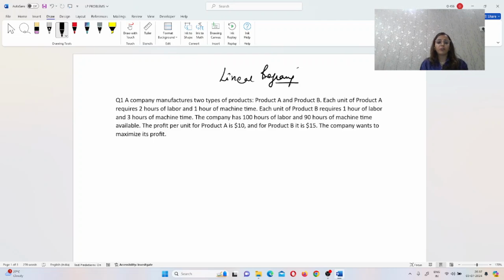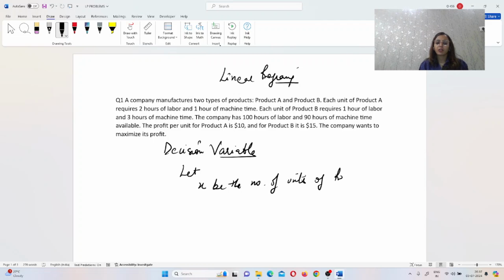So what we will do, first of all, we have to make sure what the decision is. Write it with me: decision variables. What decision do we have to take here? Let X be the number of units of product A, since we have two products, and Y be the number of units of product B. So this is your decision variable.